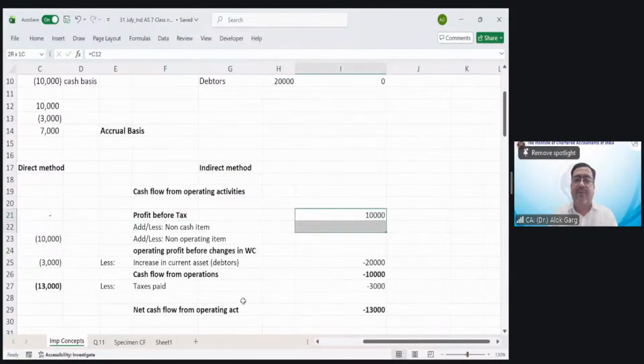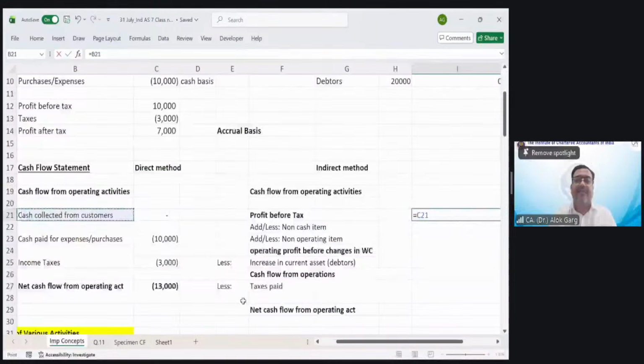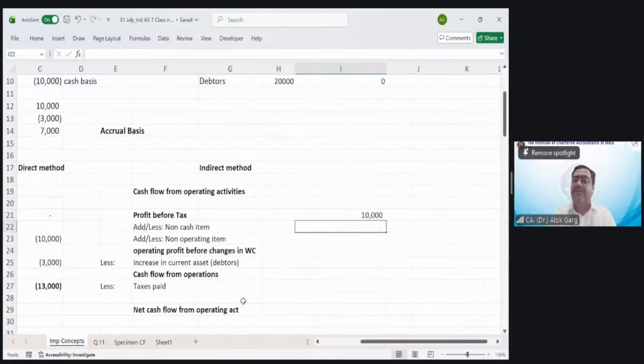What is your profit before tax, my dear friends? Your profit before tax was how much? 10,000 crores? Yes. Add or less non-cash item. Whatever non-cash item is there, you have to add or less that non-cash item.